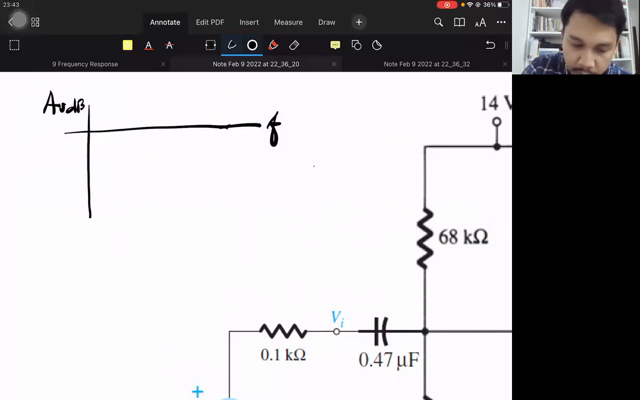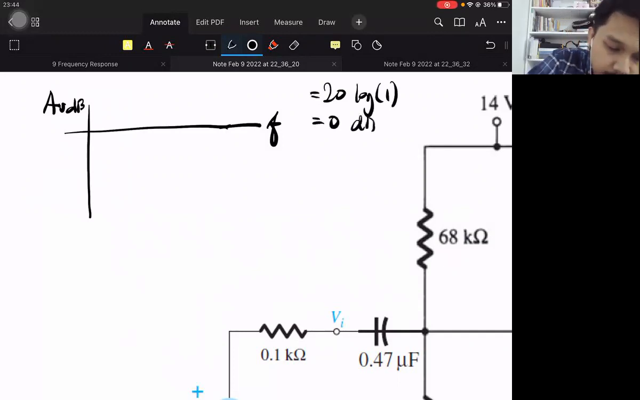So if it is unaffected, the gain is multiplied by just 1. So 20 log of 1 is 0 dB. So that is 0 dB. Of course, 0 dB.